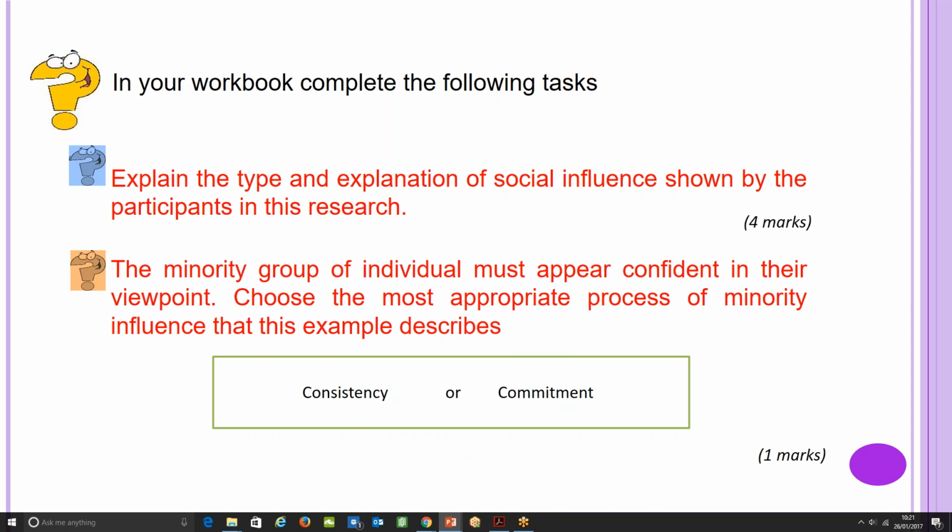Type and then explanation. Okay then, so the next question: the minority group or individual must appear confident in their viewpoint. Choose the most appropriate process of minority influence that this example describes. Is it consistency or commitment?